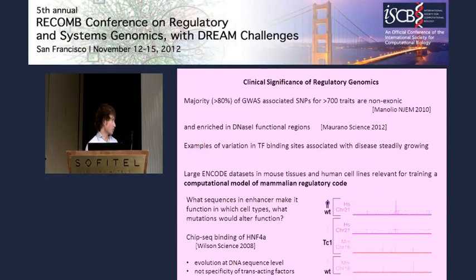So our approach is to use large ENCODE data sets like the ones that Len described in mouse tissues and in human cell lines to train a computational model of the mammalian regulatory code. So what we mean here is that we want to know, what sequences within an enhancer make it function in which cell types at what time in development, and also what mutations would specifically alter the function of those elements.